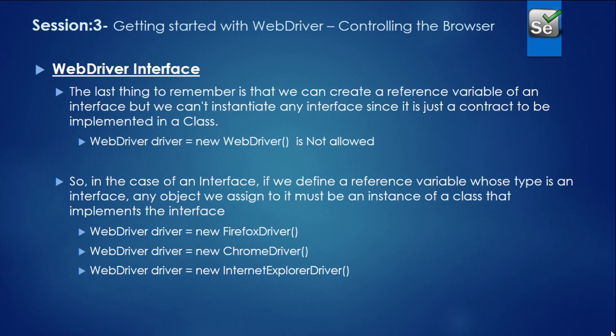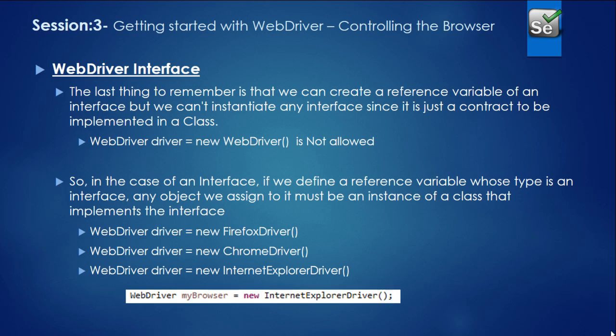Same would be the case if we want to initiate the variables for Firefox driver or Chrome driver. So the code which we had written, WebDriver my browser is equal to new Internet Explorer driver, should now be understandable to you: WebDriver is an interface. We are creating a variable my browser for it, but it is initiated with the keyword new, not with a constructor of the class name like WebDriver, but rather we should provide the implementation class, which in this case was Internet Explorer driver.